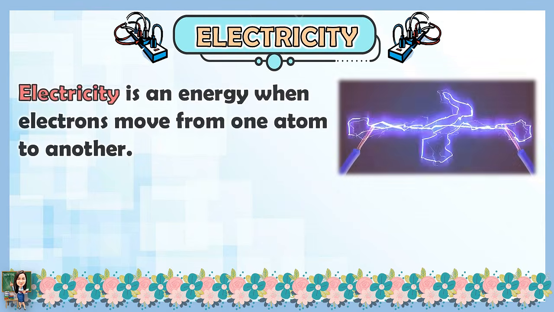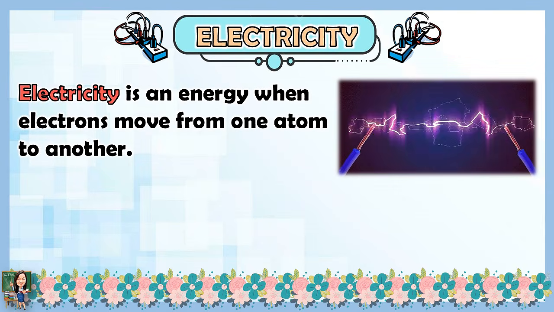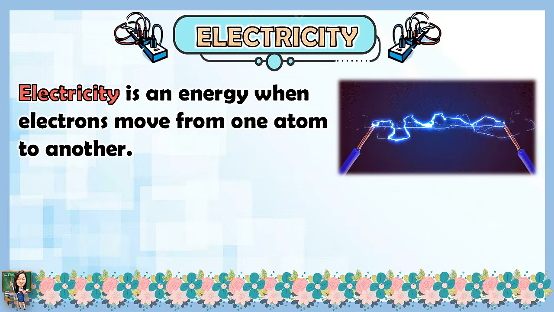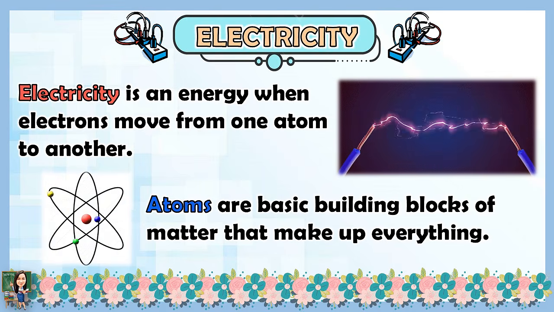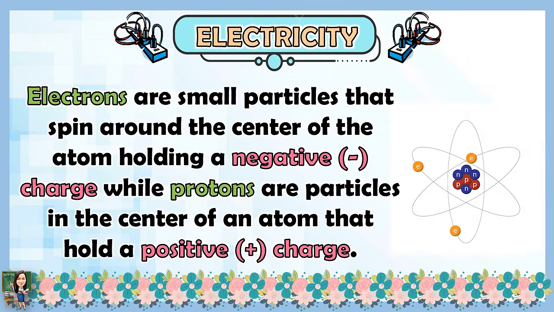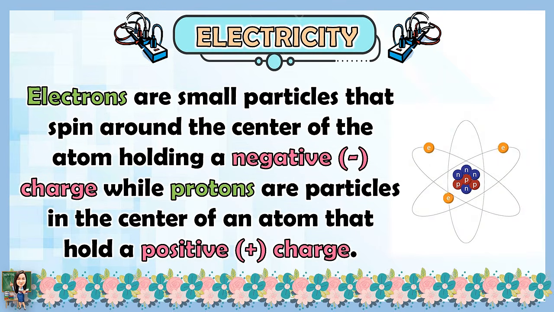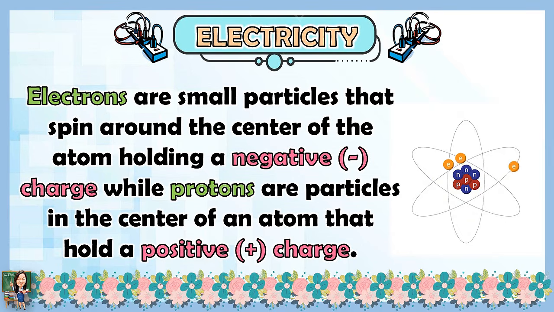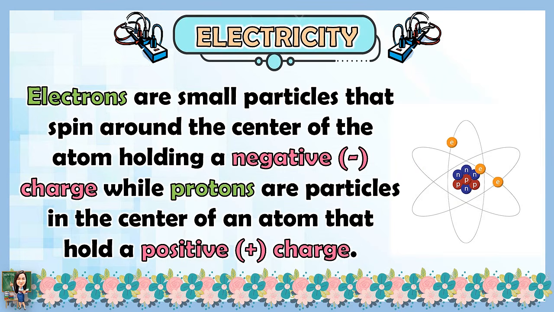Electricity. Electricity is an energy when electrons move from one atom to another. Atoms are basic building blocks of matter that make up everything. Electrons are small particles that spin around the center of the atom, holding a negative charge, while protons are particles in the center of an atom that hold a positive charge.